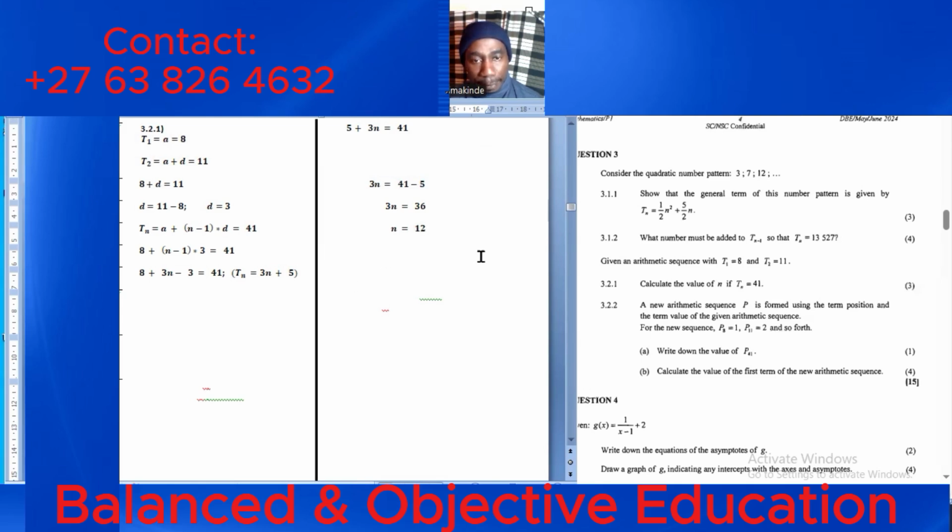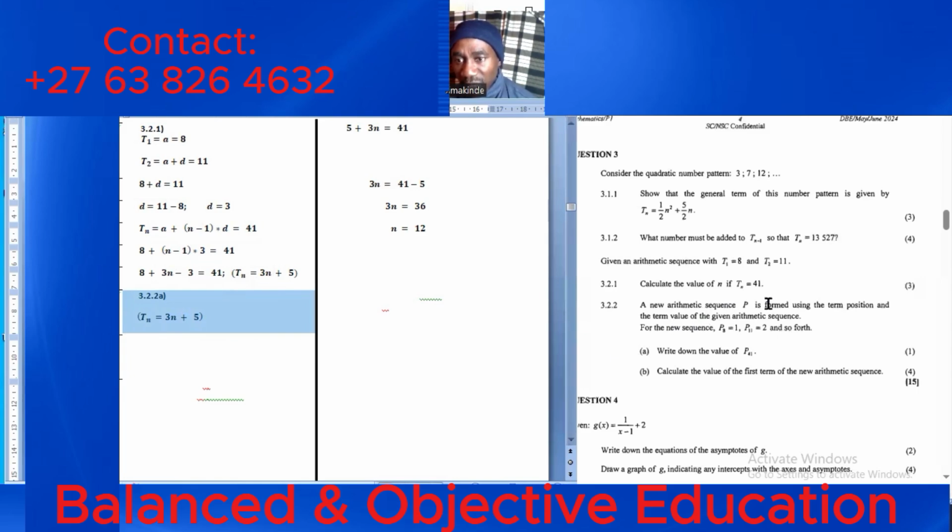So this means that the value of the term in position 12 of this sequence will be 41. The value of term 12 in this sequence would be 41. So that is very important, and we would use that when solving for question 3.2.2a. When we are solving this question, we have to use this. So let's look at that question 3.2.2.